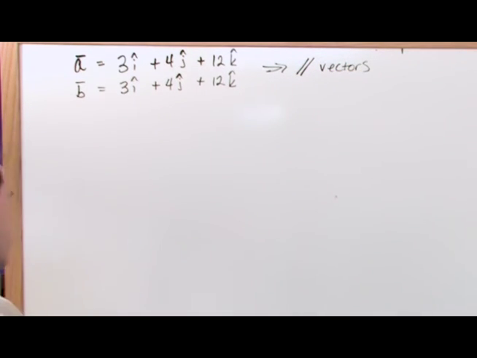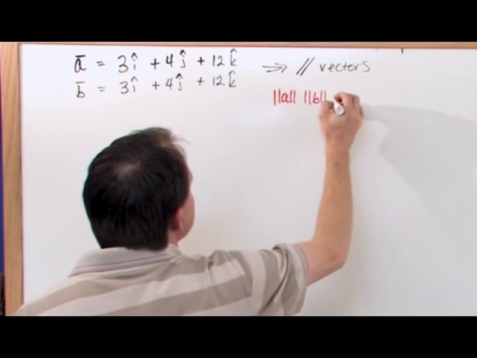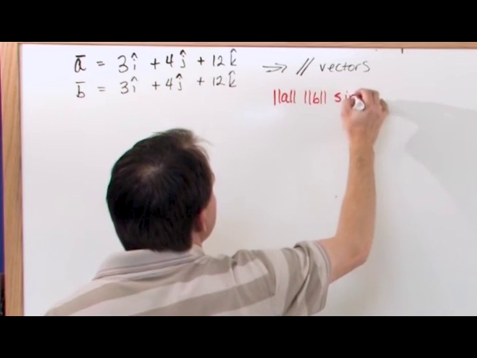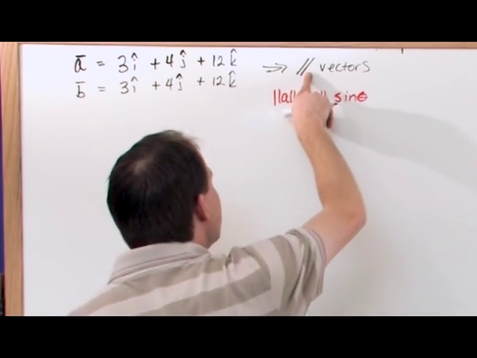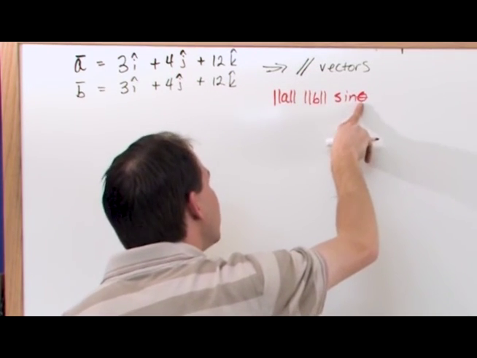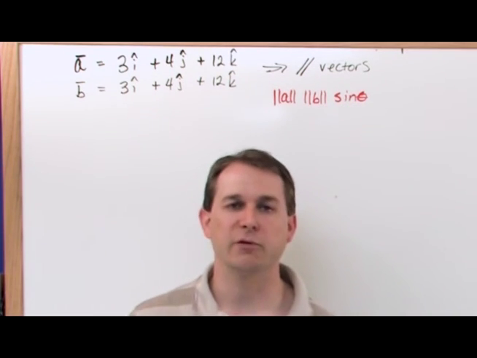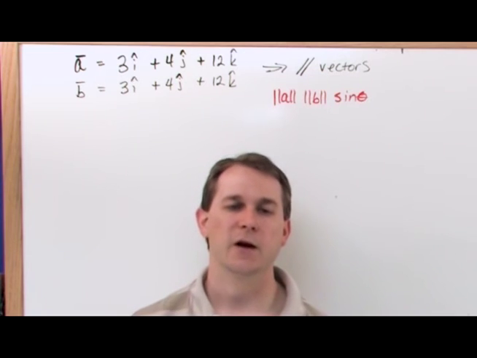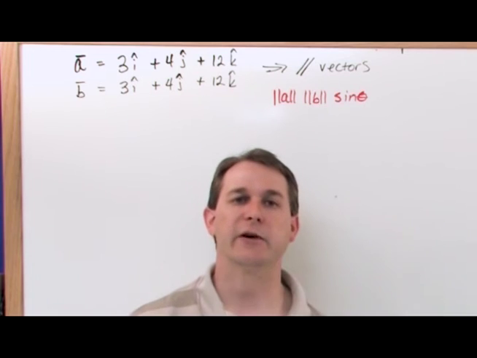Now, it turns out that because of the definition of the cross product, A times B times the sine of theta, if two vectors are parallel, that means the angle between them is 0. So if I put a 0 in here, sine of 0 is 0. So if I get a cross product of 0, I always know my vectors are parallel. We had a similar rule to find out if vectors were perpendicular in the dot product. Here's how you figure out if they're parallel.